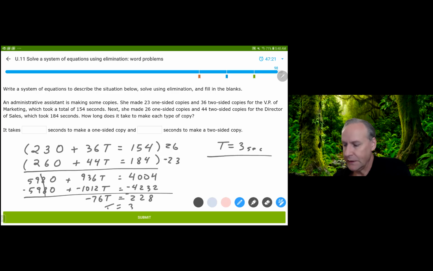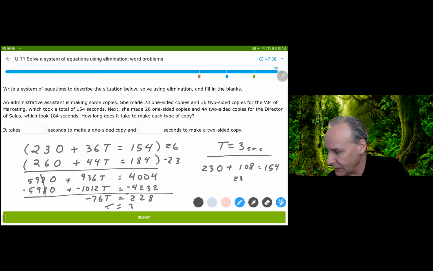And we're almost done. We just have to choose one of these. So I'm going to use 23O plus 3 times the 36 is 108 is equal to 154. We're going to subtract the 108 from both sides. We get 23O. Subtracting the 108 gives us 46, I believe. And so the one-sided copies takes 2 seconds each.